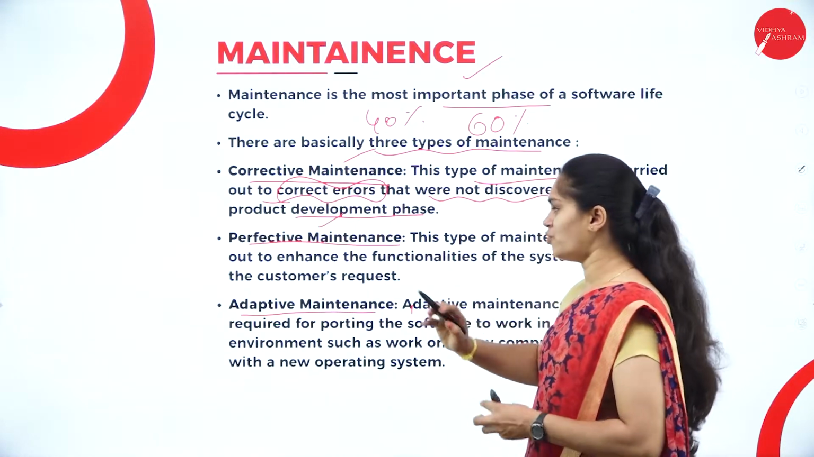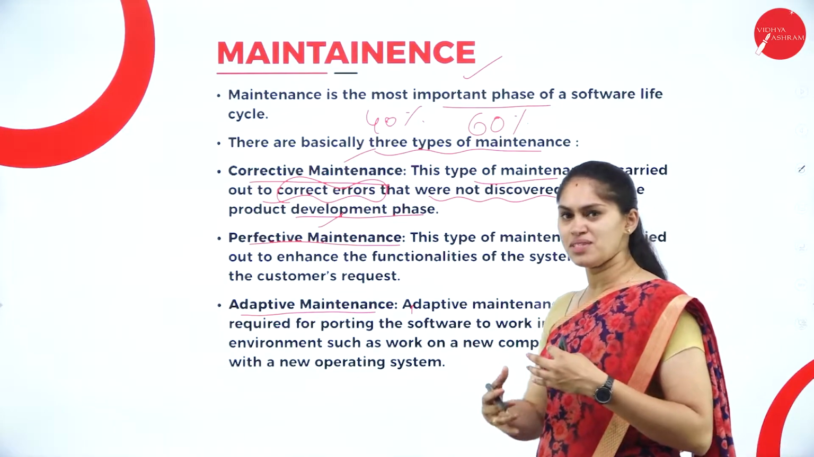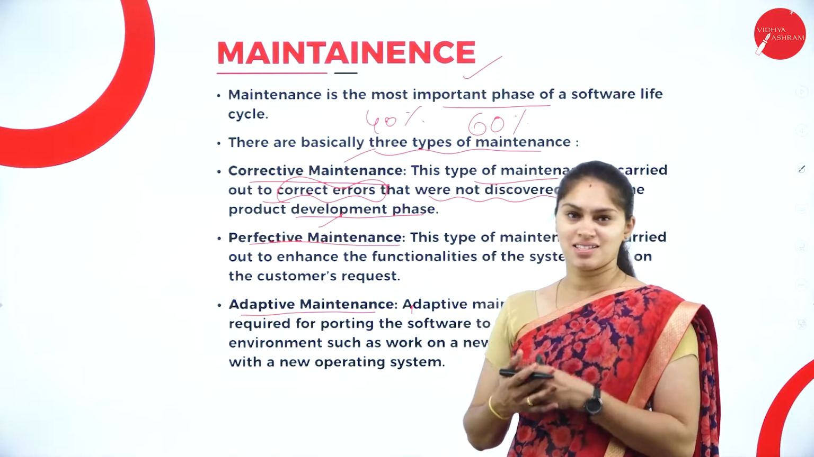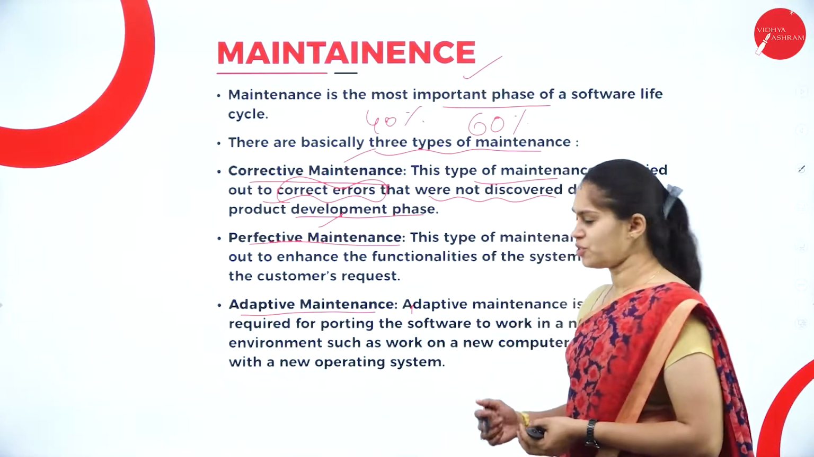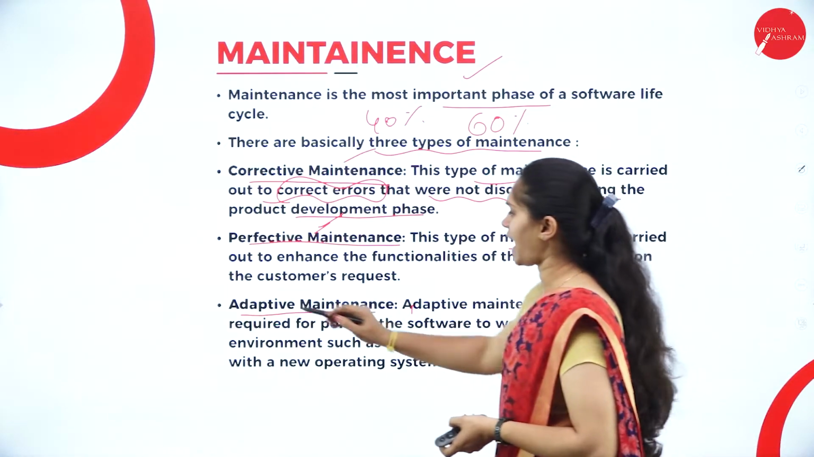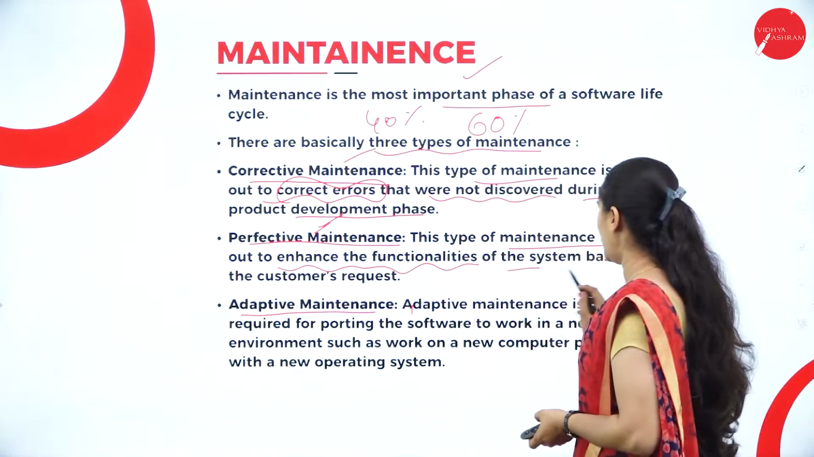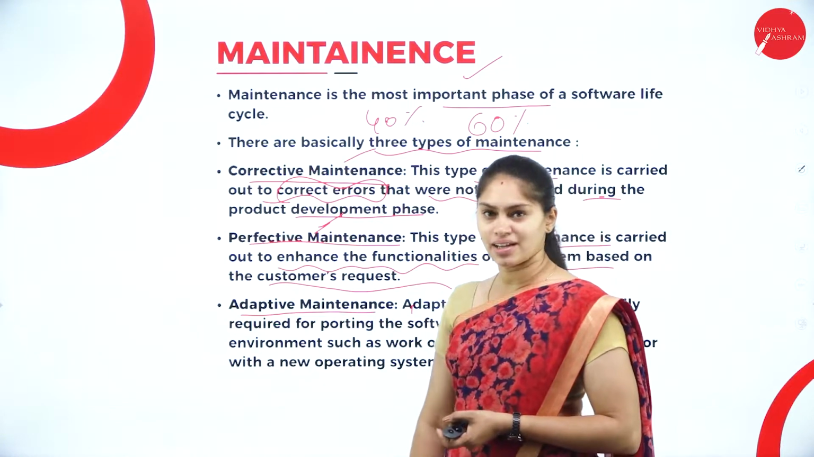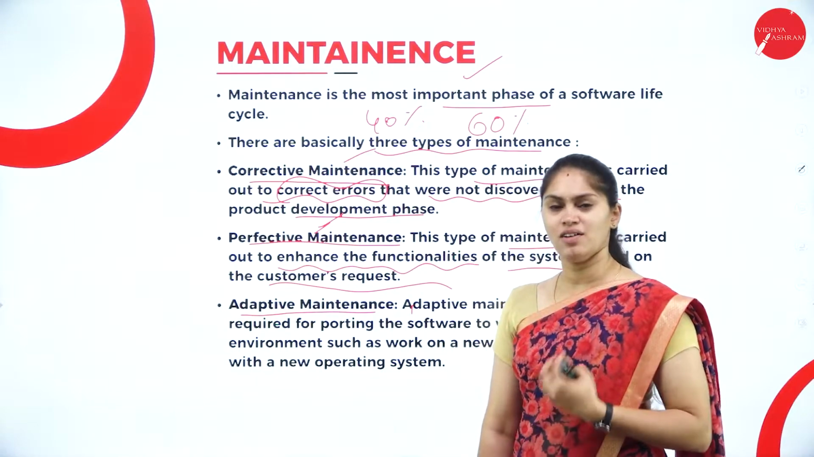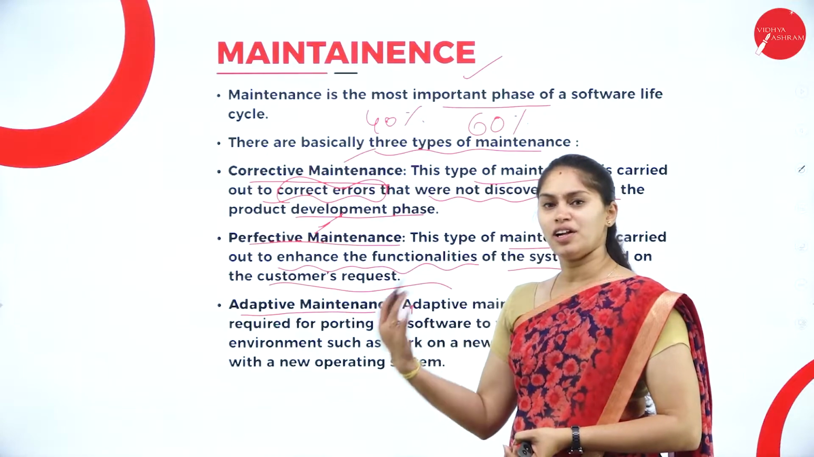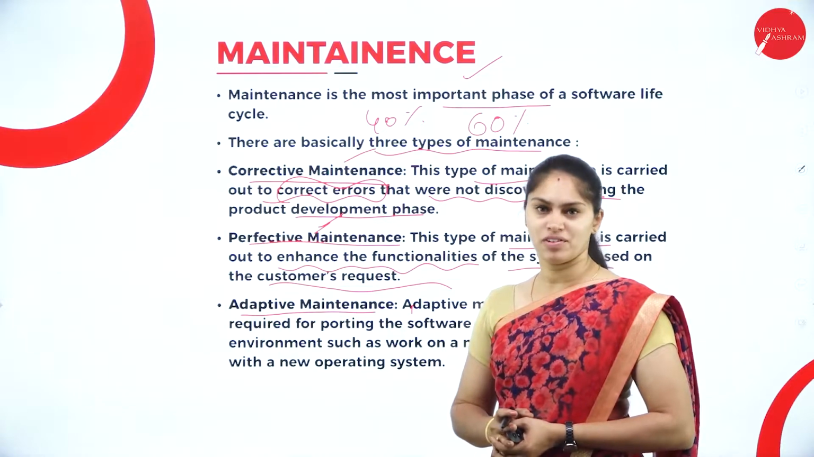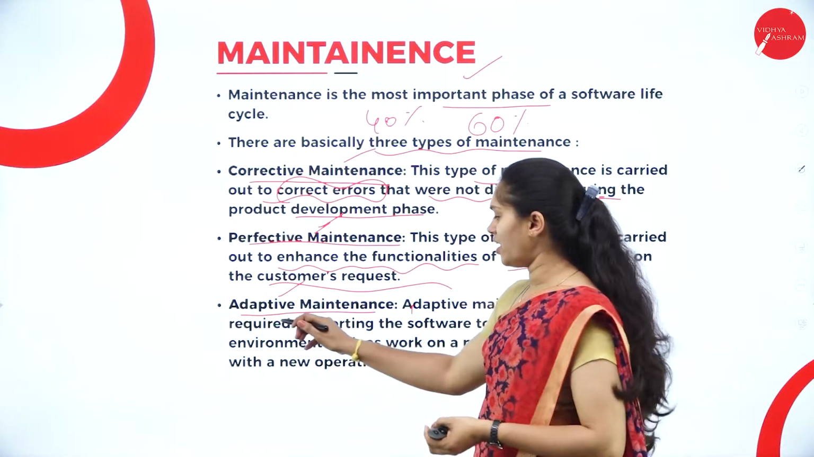Now what is perfective maintenance? After some time, a human feels that I want to add some more content, I want to change the existing content. What we have to do then takes place in perfective maintenance. This type of maintenance is carried out to enhance the functionality of the system based on the customer requirements. As per the requirement of a customer, the features are going to be enhanced. We are going to have some utilities, right, in order to improve the existing system. That kind of maintenance is considered perfective maintenance.